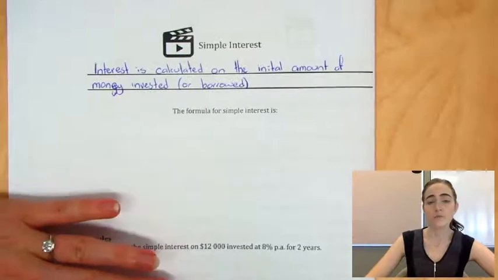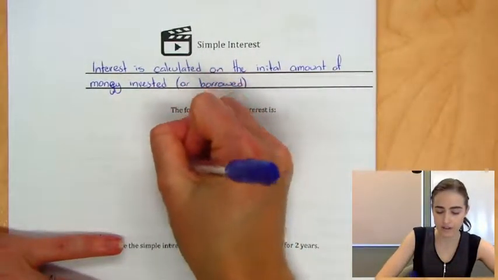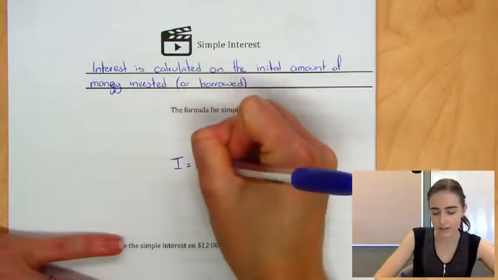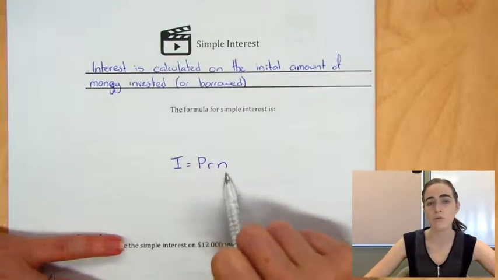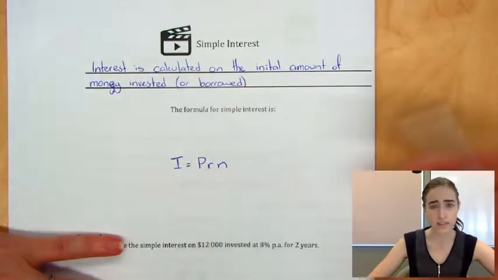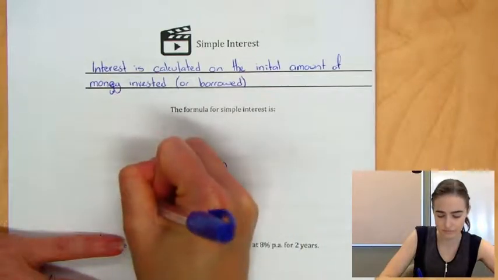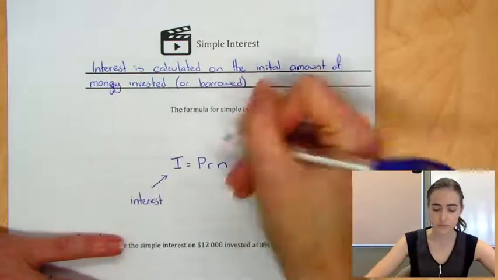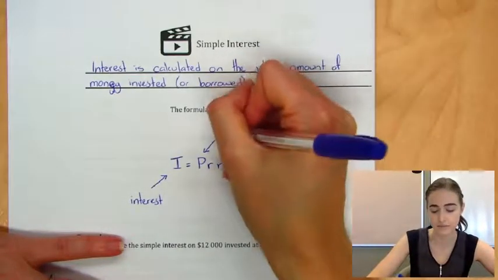So we actually have a formula for calculating simple interest, and that formula is I equals PRN. So that P, R, and N, those values are multiplied together. So what do they all stand for? The I stands for interest. The P is that principal. It's the initial amount of money that was invested.